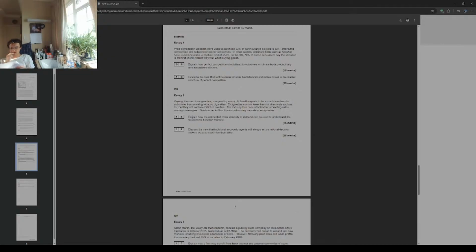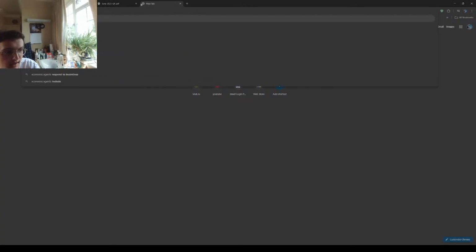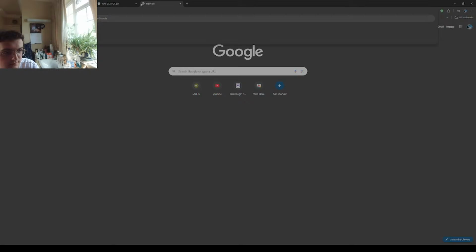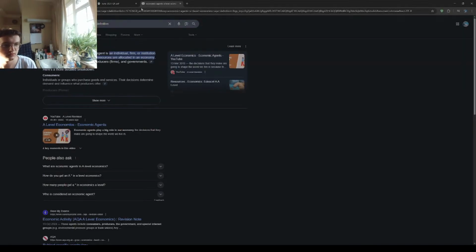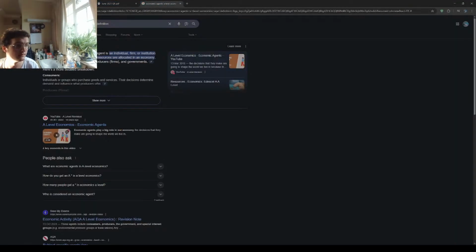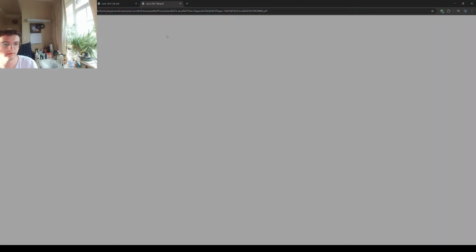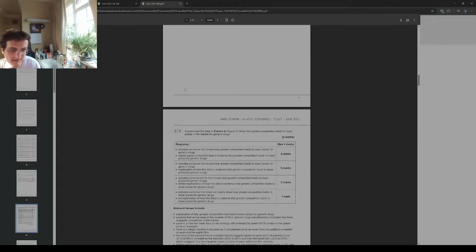How economic agents are affected and respond. What the heck? Can I actually figure out a definition for economic agents? Economic agents, A level economics, AQA definition. An individual, firm or institution that makes decisions for how resources are allocated in economies. Close, but not close enough. Why have I just deleted the mark scheme on my screen?